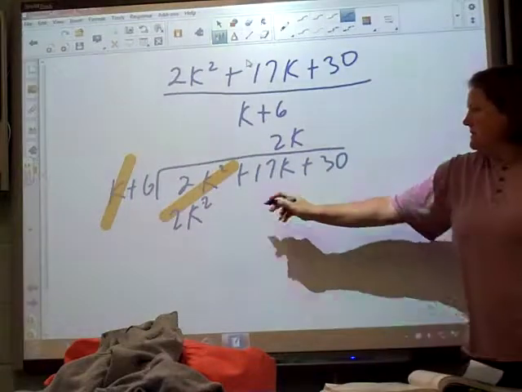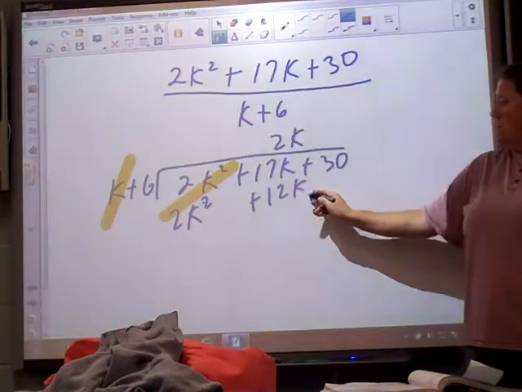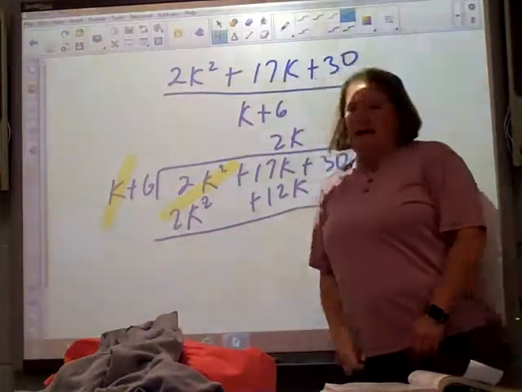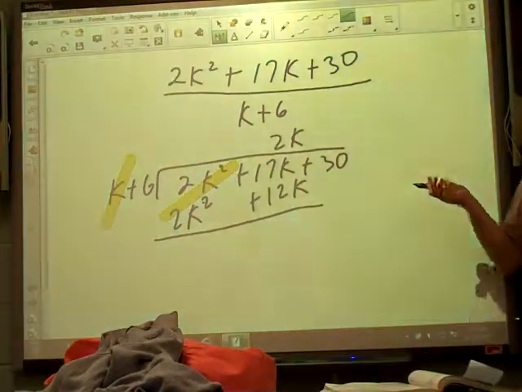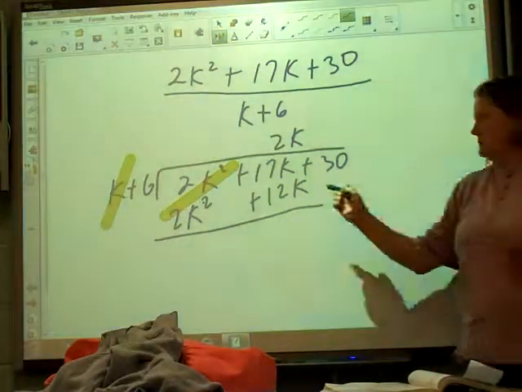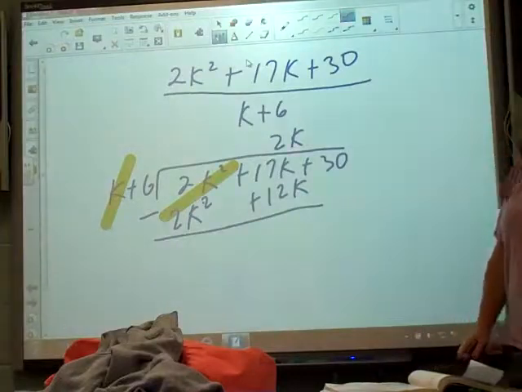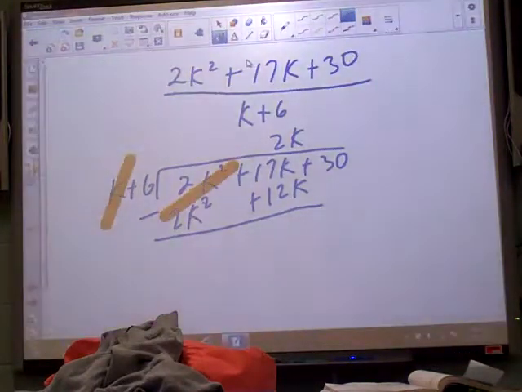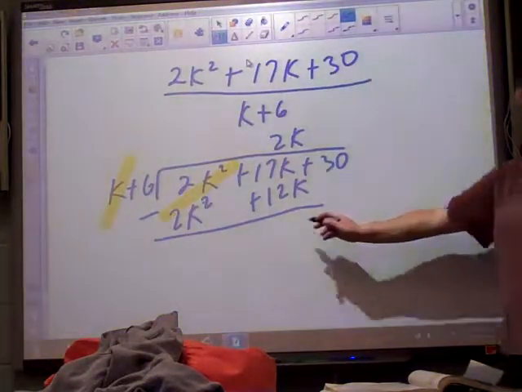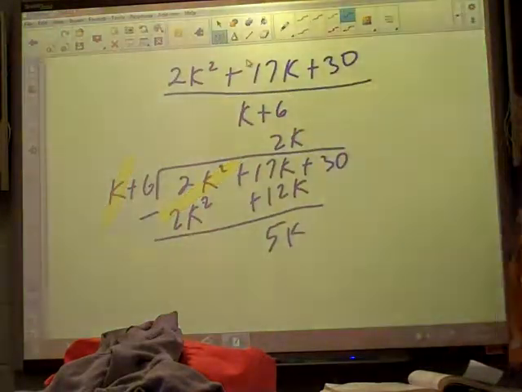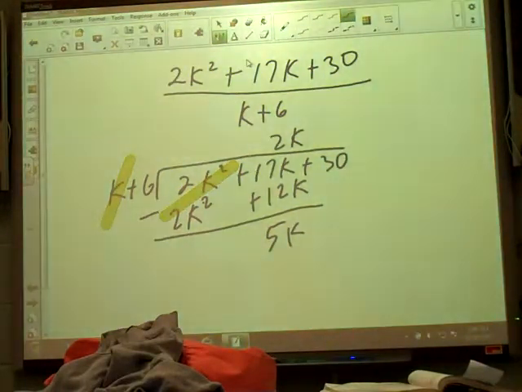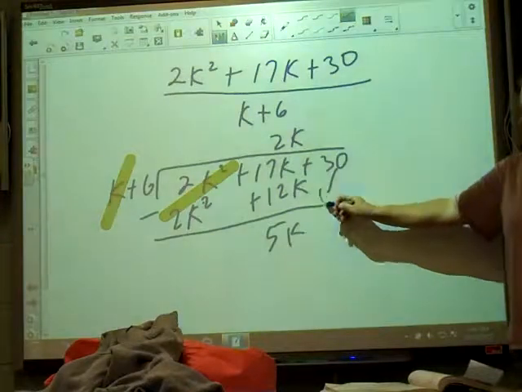2k times 6. What operation do I do when I draw that line? Same one you did in middle school. Subtraction. 2k squared minus 2k squared is nothing. He gone. 17k minus 12k, 5k. What do you do now? Bring down the 30. Good job, Hayden.